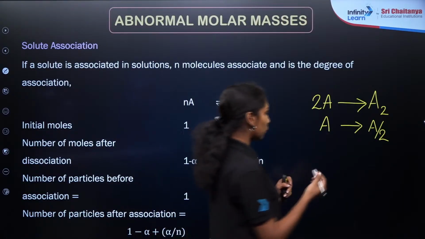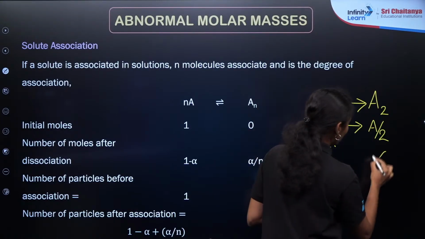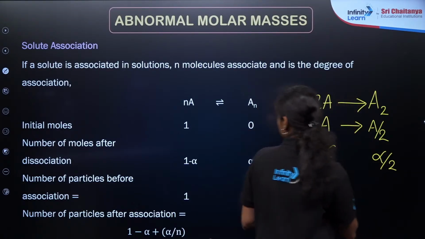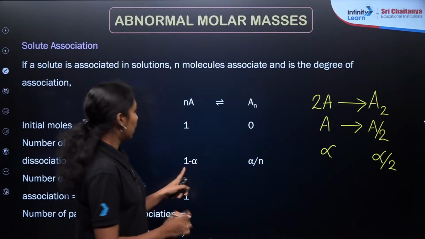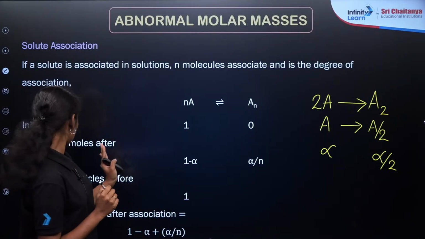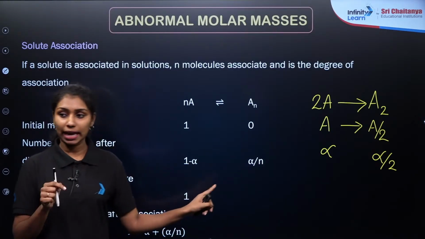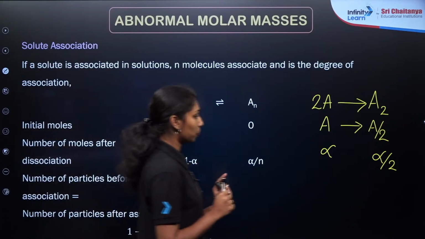A by 2. For example, if I am taking degree of association as alpha here, then it will be alpha by 2, right? So here I am changing. 1 minus alpha is the amount after association, 1 minus alpha is here. For n particles, it will be alpha by n. N is the number of particles forming here.